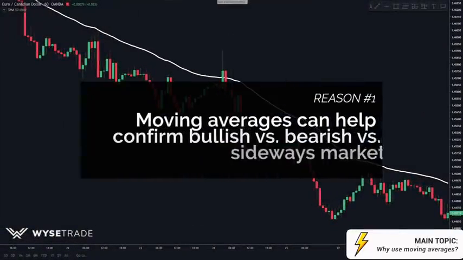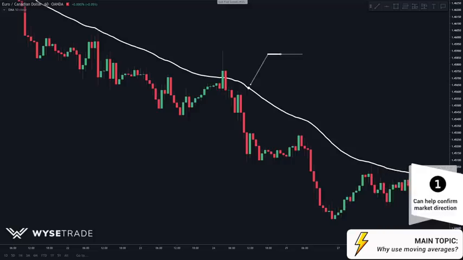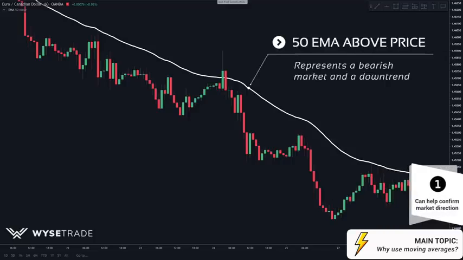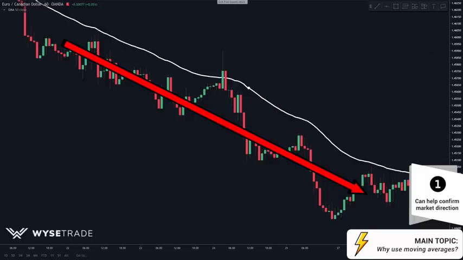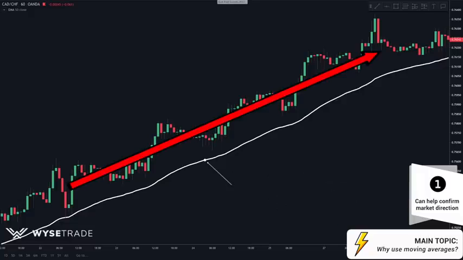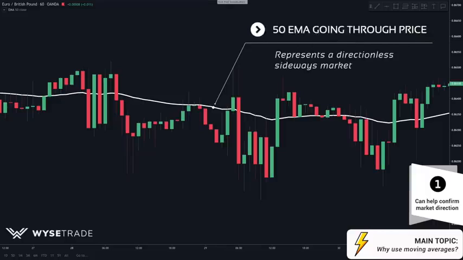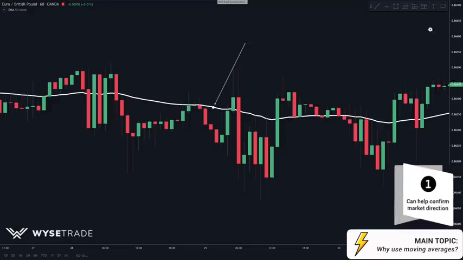The first reason is because moving averages can act as supporting evidence of a bullish market, a bearish market, or a sideways market. When the 50 EMA is above price, it represents a possible bearish market and a downtrend. When the 50 EMA is below price, it represents a possible bullish market and an uptrend. When the 50 EMA is going right through price, it represents a directionless, sideways market or a period of consolidation.